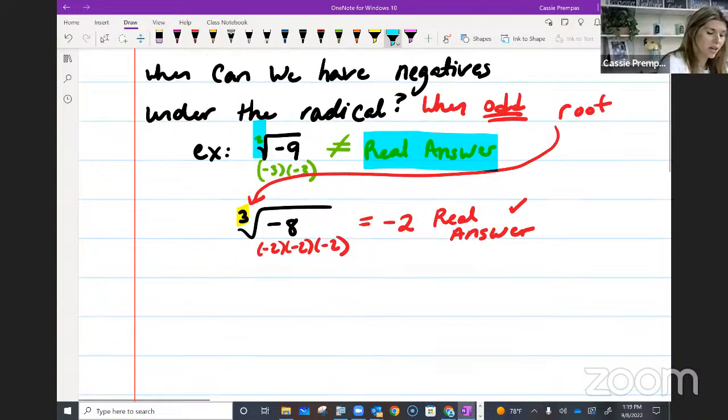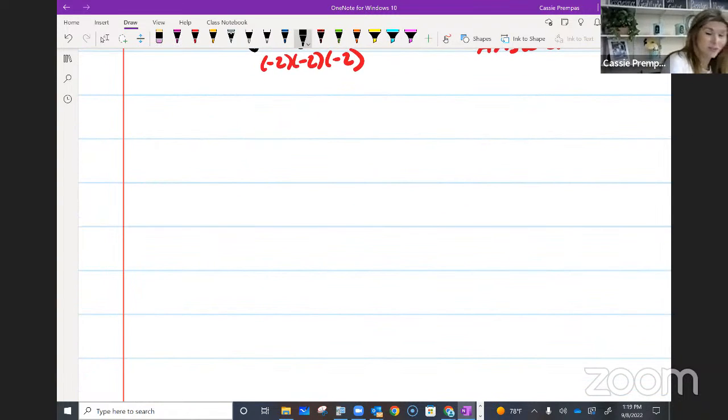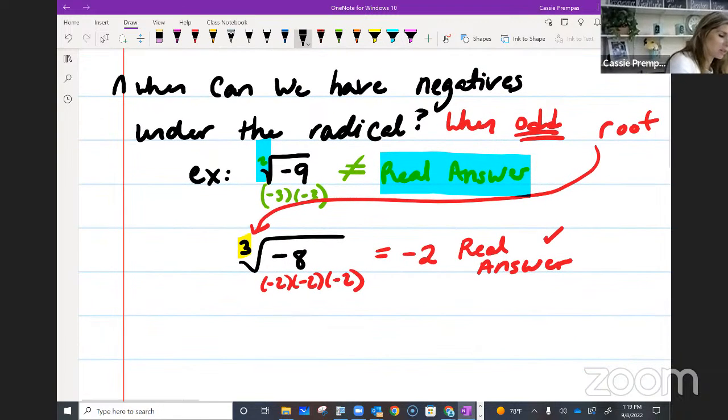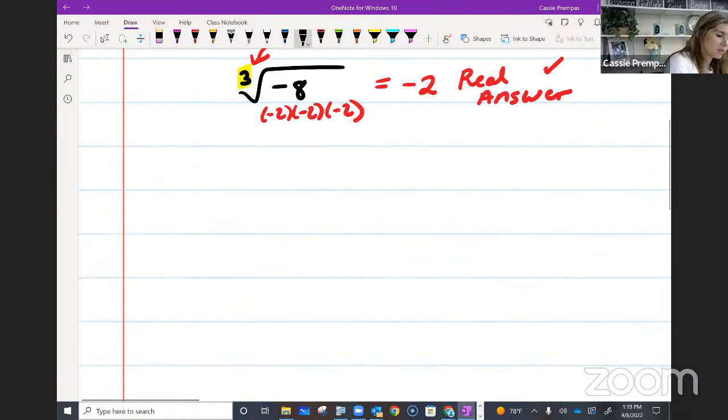Okay, the next thing we're looking at is multiplying radicals. So if I was in college, my professor would be like, this is concept A. I miss college. This is concept B. Concept B is we are multiplying radicals.